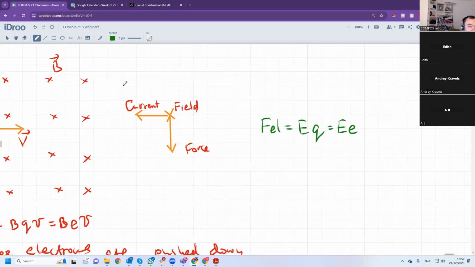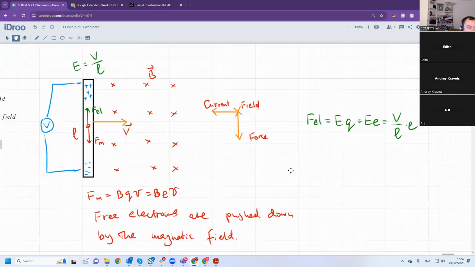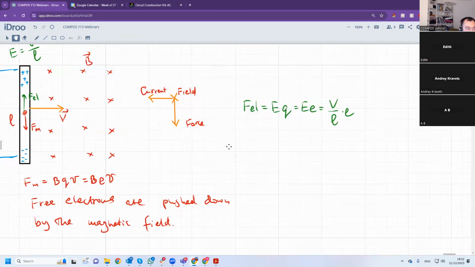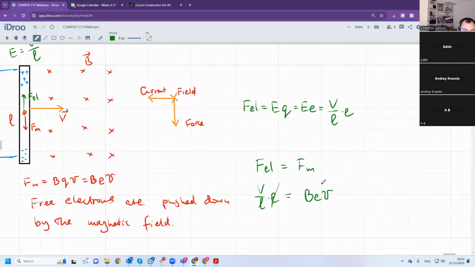Okay, so what do we have? We have the electric field, which is the voltage divided by the length of the rod, multiplied by the charge. And because we know that they are balanced, the forces must be balanced. So the electric force is equal to the magnetic force. That means that V divided by L multiplied by E is equal to BEV. So E cancels, and the voltage is BVL.